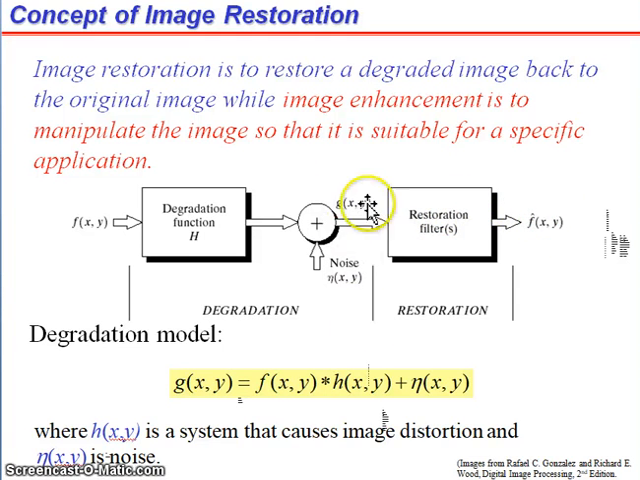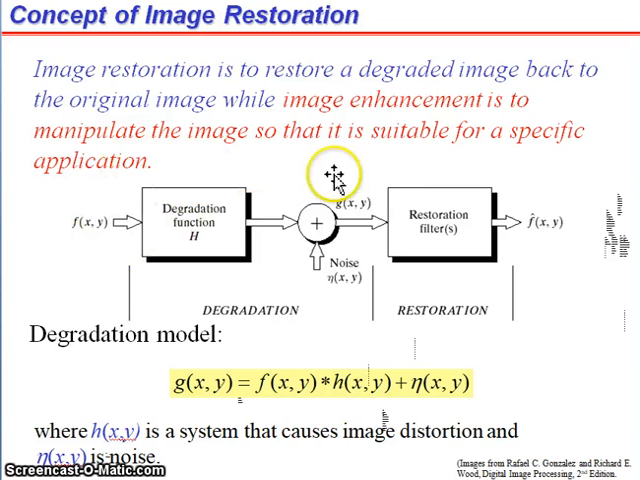So the actual block diagram is this one. This is the input image, that is the degraded image, and this is the output image, that should be the estimated image, or exact replica of the original image. Now the input or degraded image goes to the restoration filter. It is degraded based on two factors. One is the noise, another one is the degradation function.